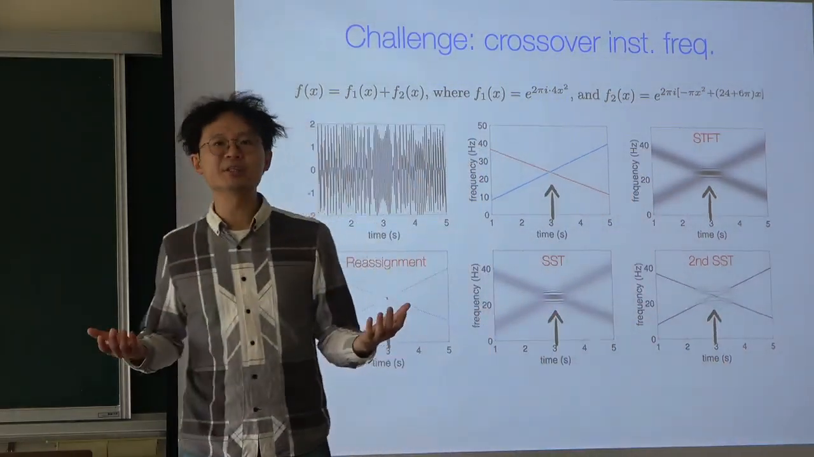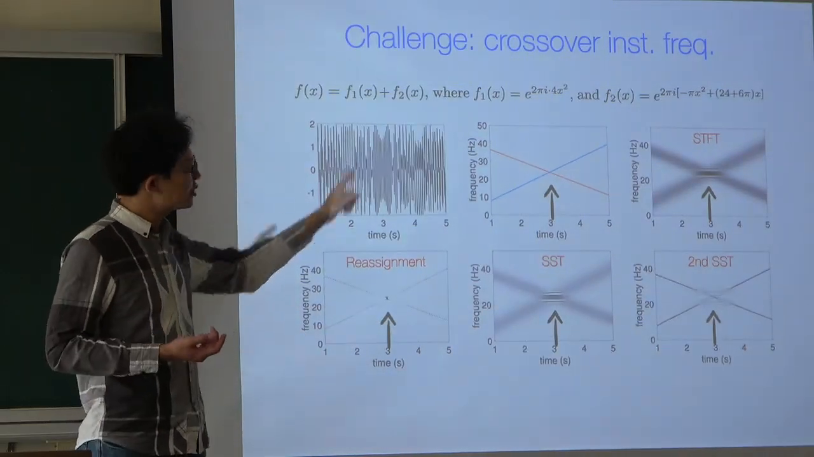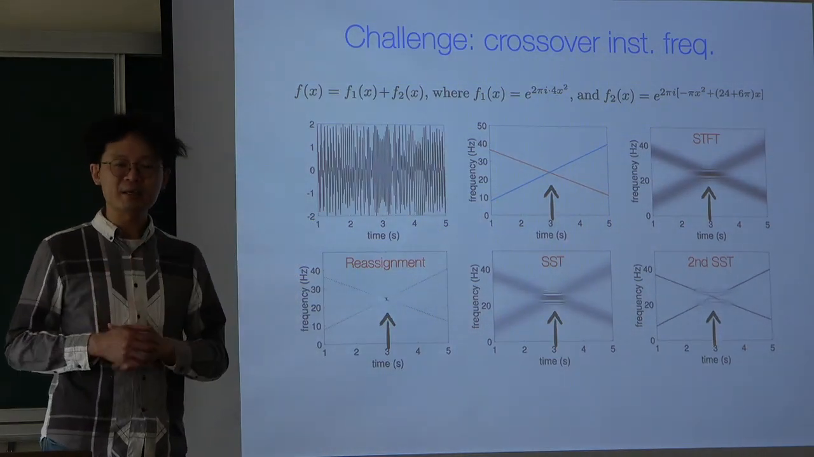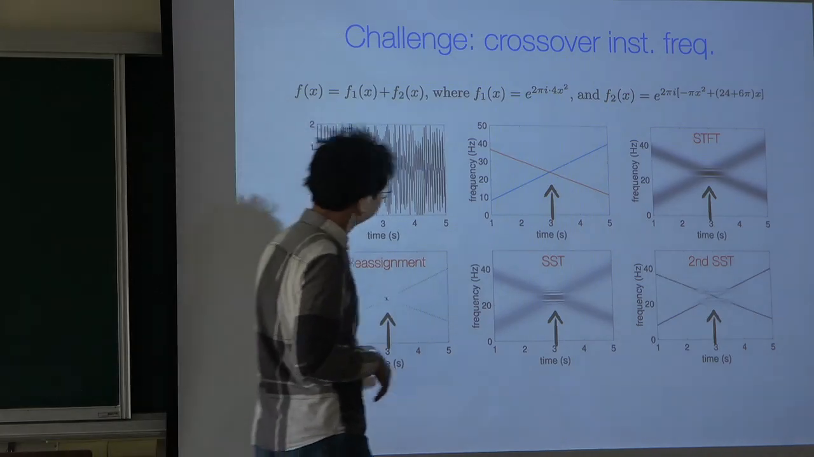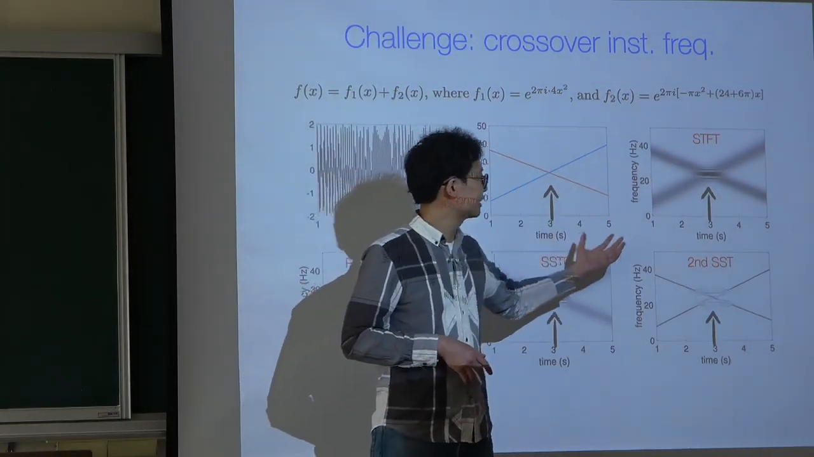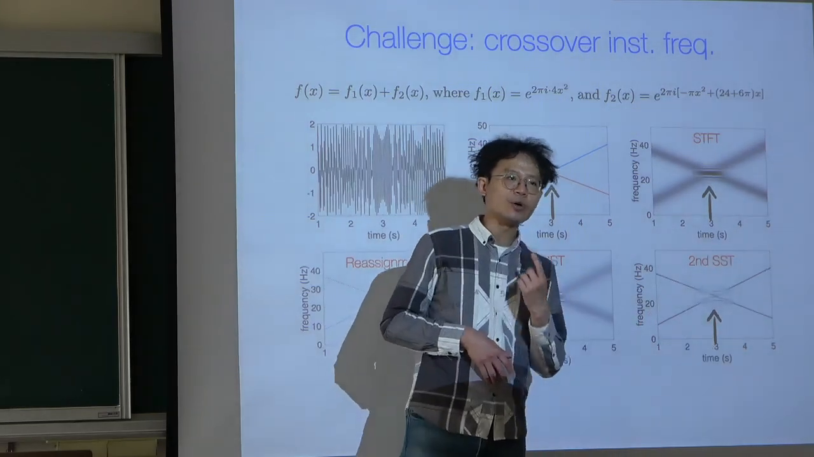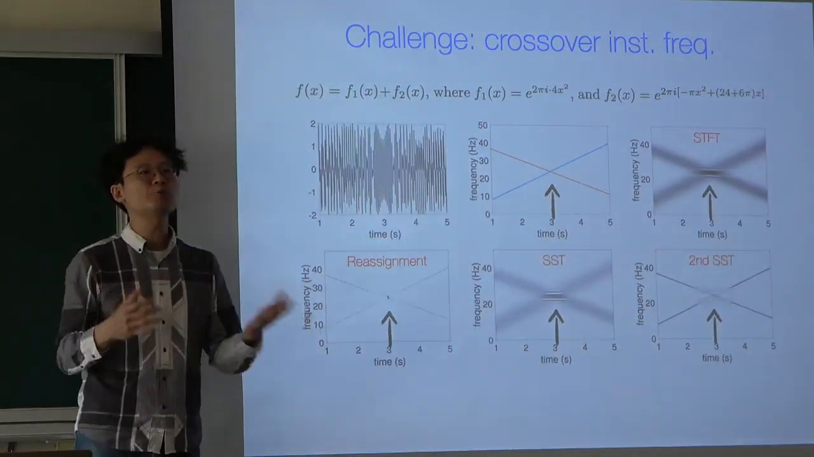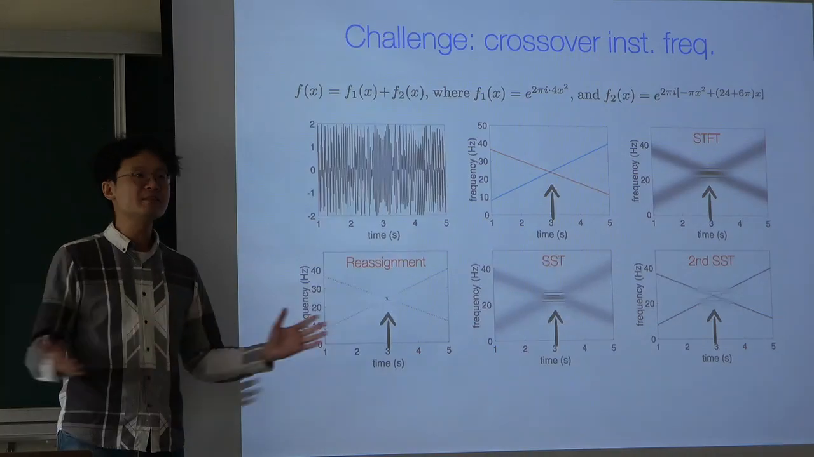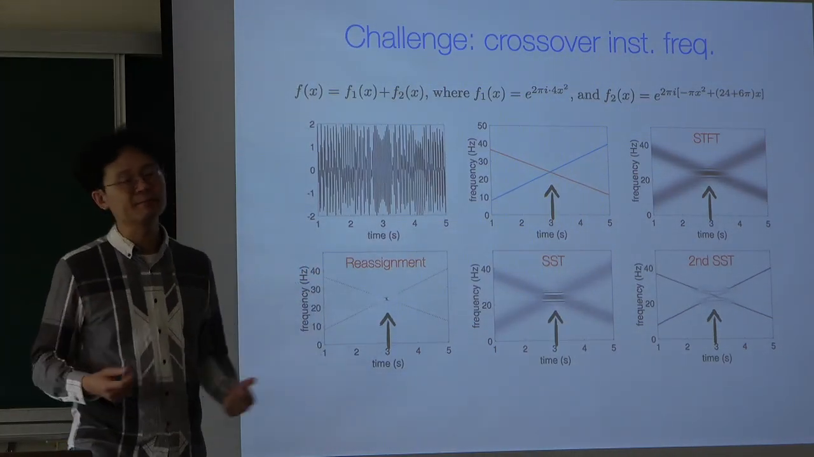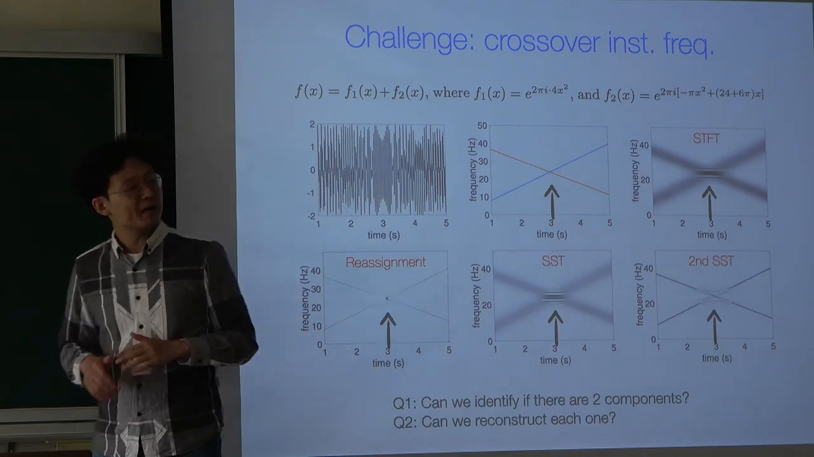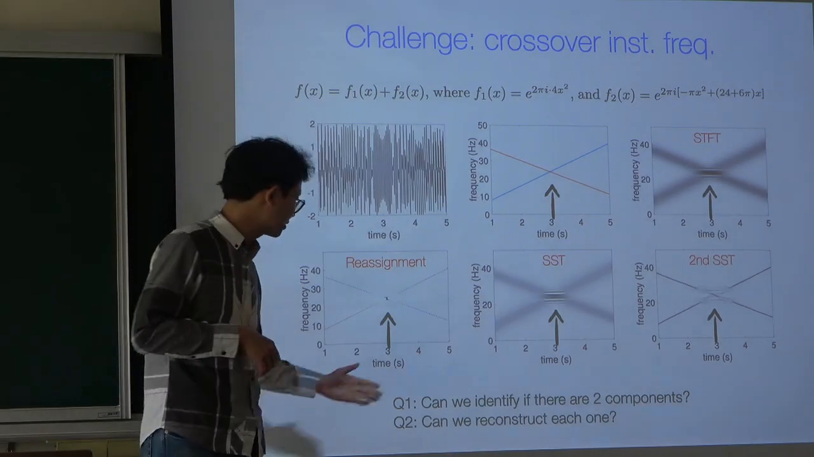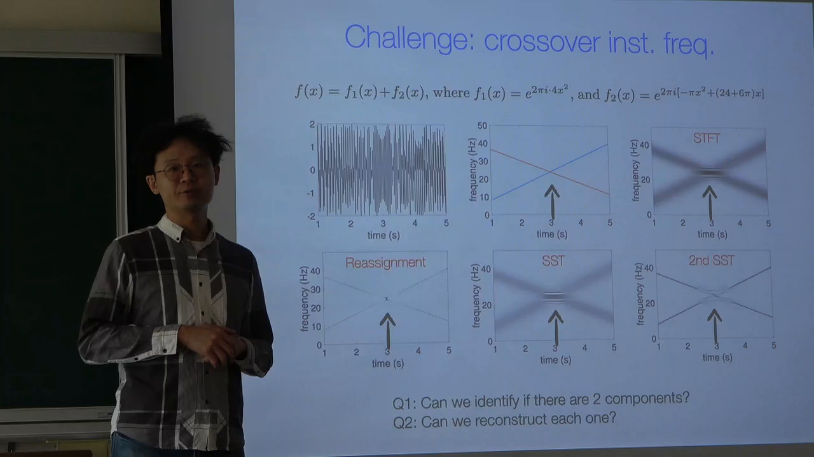And the most important question is, hey, in this signal, we actually have two components, but we also know their instantaneous frequencies. But from these pictures, it is not clear or easy to say what do we see, or what is the instantaneous frequency, or what is the component, which part belongs to which. We cannot answer any of that. And then the question is, can we identify if there are two components? Second, can we reconstruct each of them? That will be the challenge and the mission.